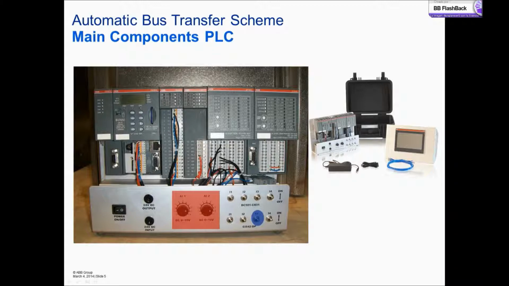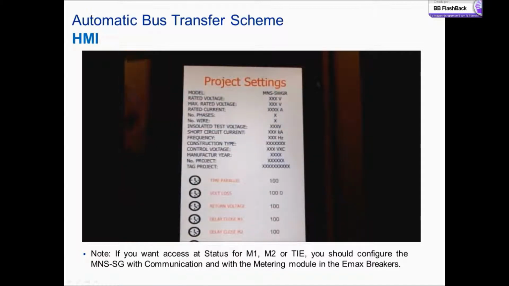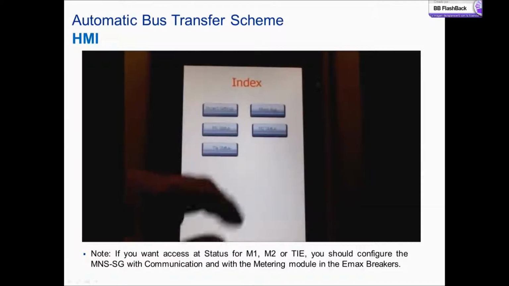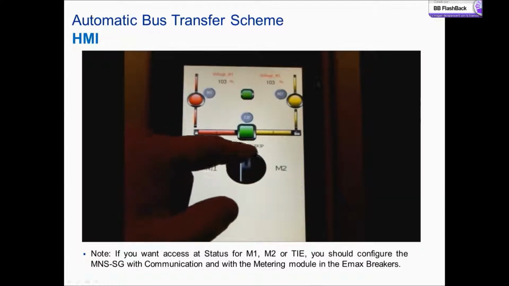This is a demo that we use for this project. It includes a PLC with 2 analog inputs to simulate the undervoltage and 1 Boolean input to simulate the synchronism. The HMI consists of 5 main pages. The index page, our project settings, where we can find every parameter and setting for the main breakers. The Mimic Boost, where you can see the automatic transfer in this page. We can also use the control of breaker to trip.